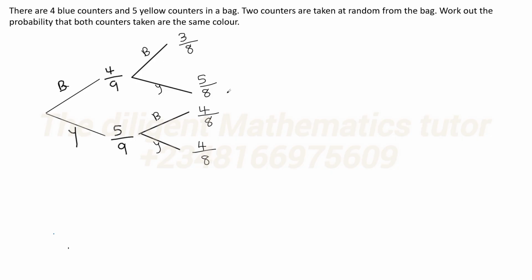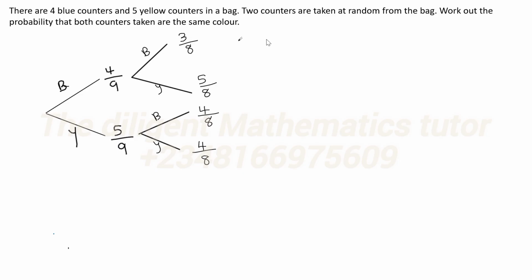So let's go back to the question. What is the probability that both counters taken are the same color? So we want to look at the probability of getting the same color for both the first time and the second time. So this is the first picking, this is the second picking. Probability that we get the same color. So let's go. Blue, blue. So we have the same color.